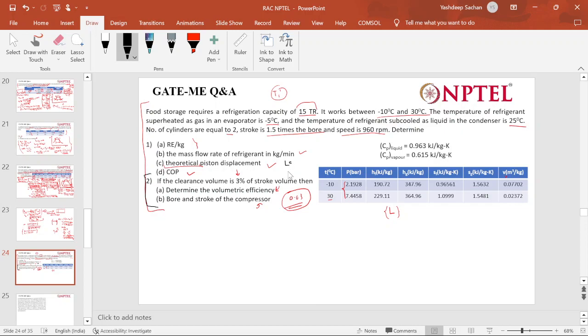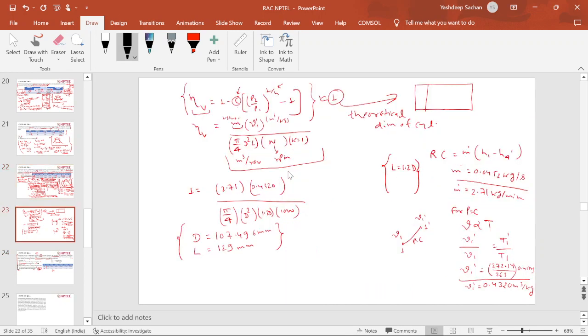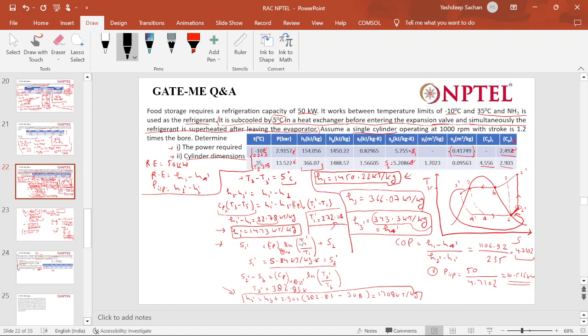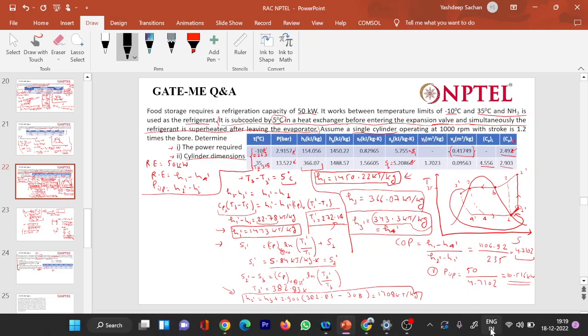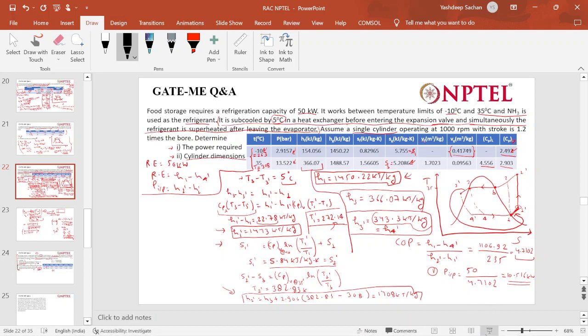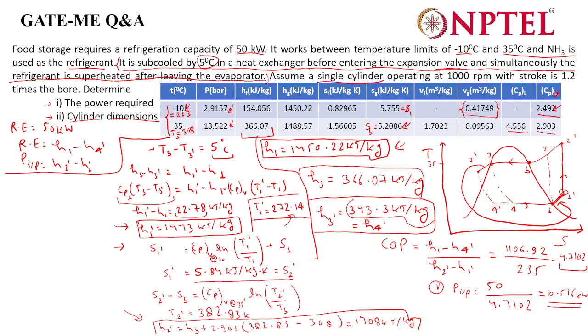Hello? Yes, sir. Am I audible or not? Here we found this D and L found, right? This problem. Is it visible? Yes, sir. In this problem, 1 minute. In this problem, this is a regenerative heat exchanger coupled in the VCRS. So there we have found the power required to run the system and the cylinder dimensions.